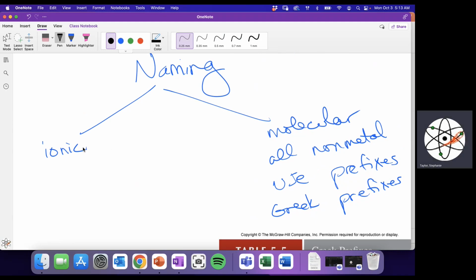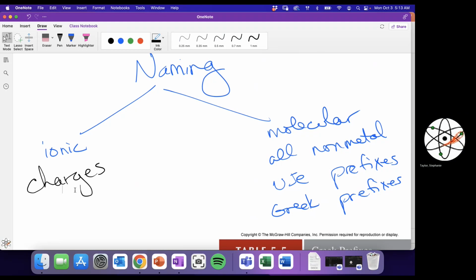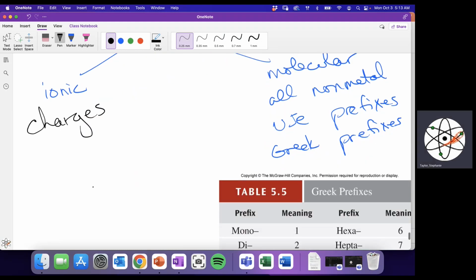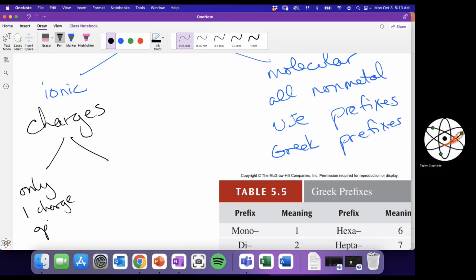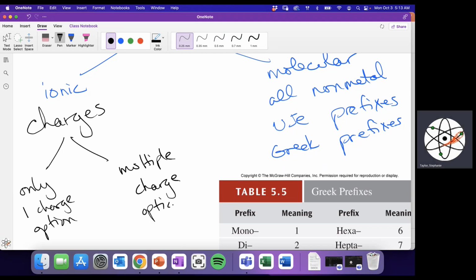On the other side, naming ionic. So this is where things are put together with charges. So there are charges holding things together. So there are 2 main sets in here. There are charges where there's only one charge option. And there's one where there are multiple charge options. What do I mean by that?